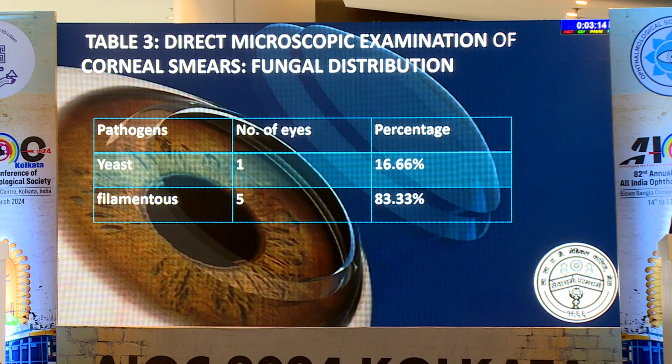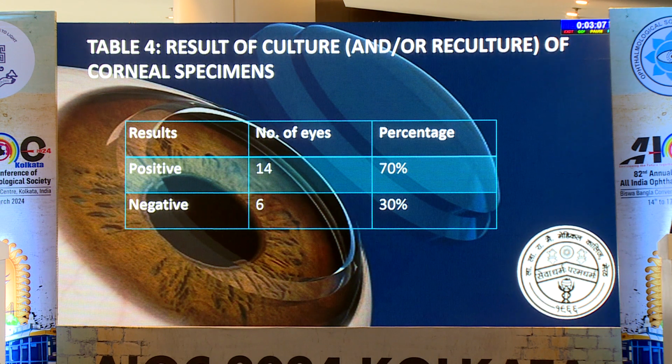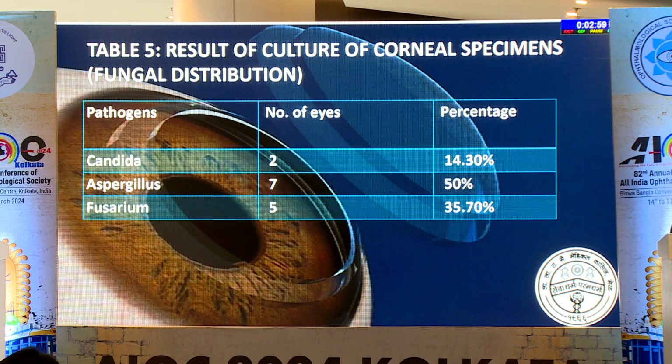And this is the fungal distribution of the same smears. Filamentous fungi were the commonest, that is 83.33%. And this is the result of culture and or reculture of the corneal specimens. We can see that 70% of the specimens were positive for culture. And fungal distribution was, again, filamentous fungi, that is Aspergillus, was the commonest.